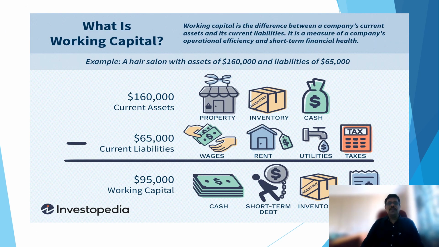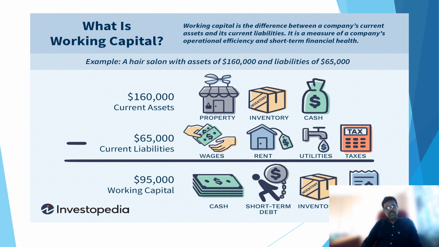The next topic is working capital, which is very essential in a business firm. Working capital is the difference between a company's current assets and its current liabilities. It is a measure of a company's operational efficiency and short-term financial health. Working capital is simply current assets minus current liabilities.